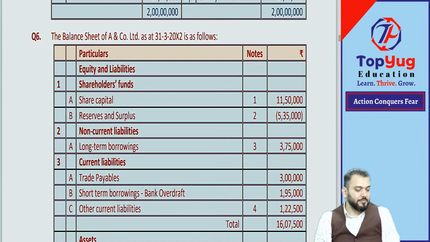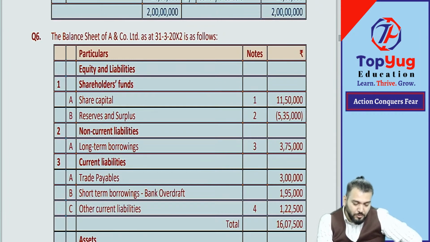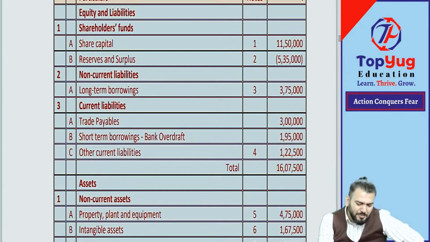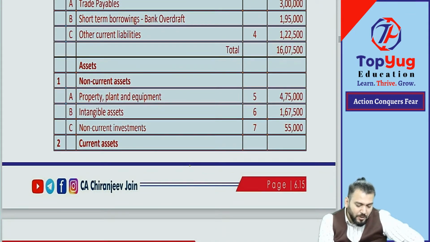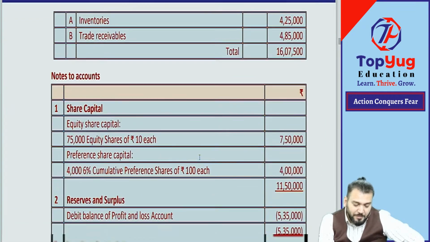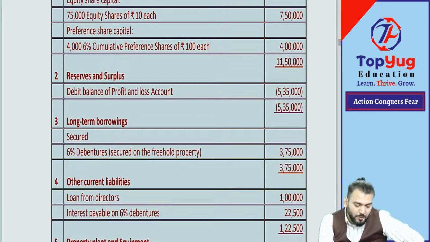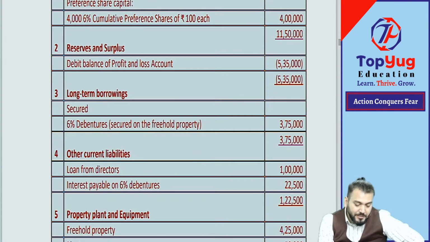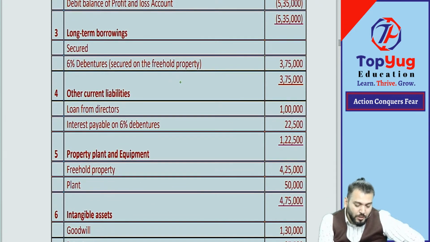Question number 6. Let us read it. Yes, sir. The balance sheet of A and Company Limited as at 31st March 2002 is as follows. Similar balance sheet is given. Share capital, reserve and surplus, long-term borrowing, trade payable, short-term borrowing, other current liability, PPE, intangible asset, non-current investment, inventory, trade receivable. Then they have given what? The notes to account, equity share capital of rupees 10, preference share of rupees 100, debit balance of PL account, long-term borrowing, 6% debenture secured on freehold property.